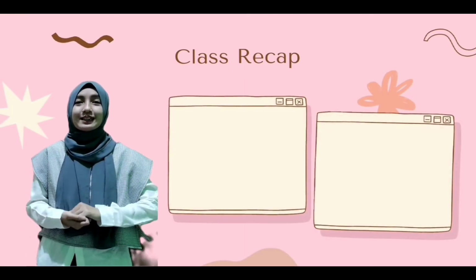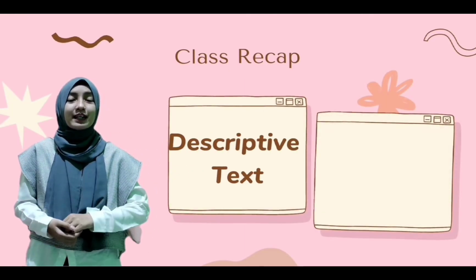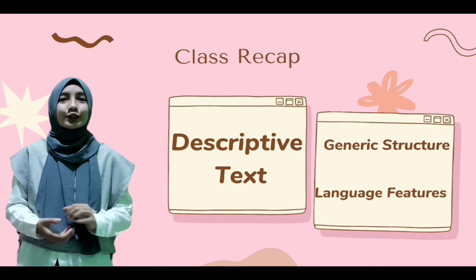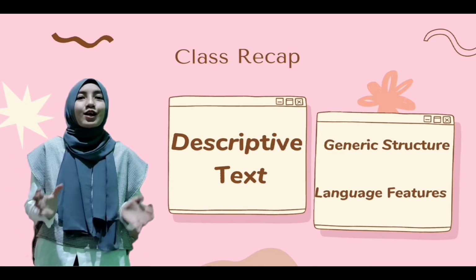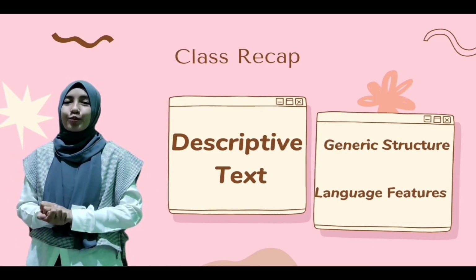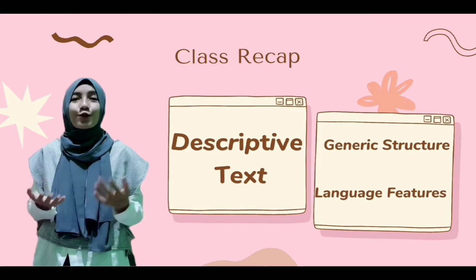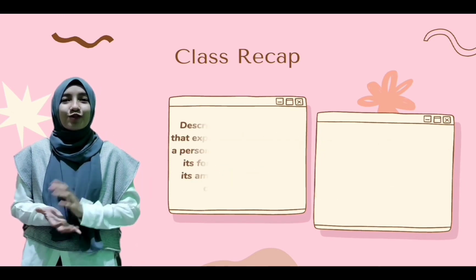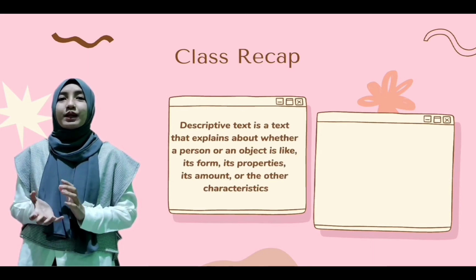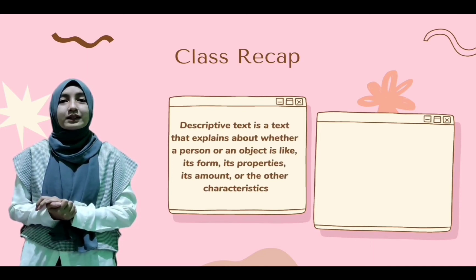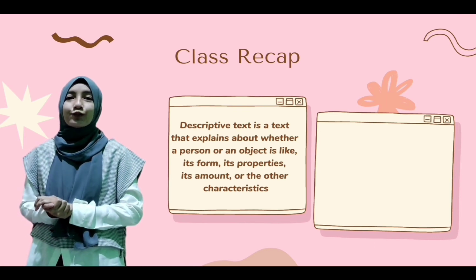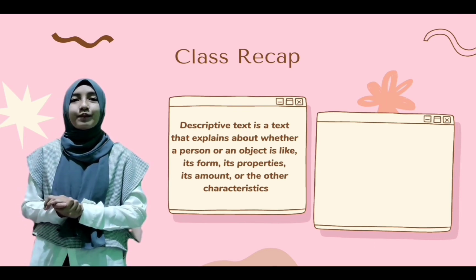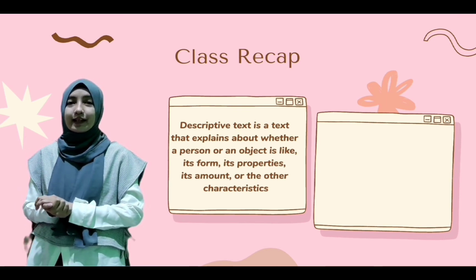So, today's discussion is over. Let's summarize our lesson today. We have already learned about descriptive text. Can we repeat what descriptive text is? Descriptive text is a text that explains what a person or object is like, its form, its properties, its amount, or other characteristics.